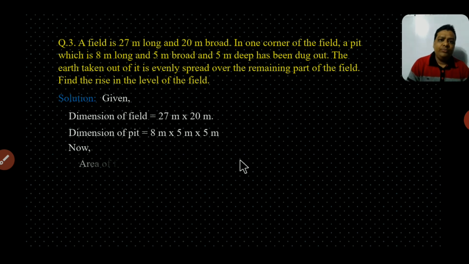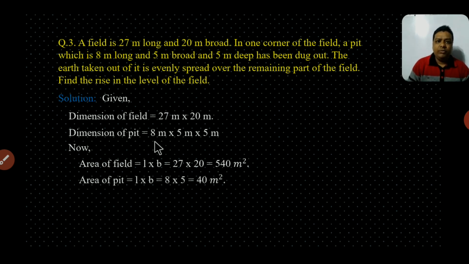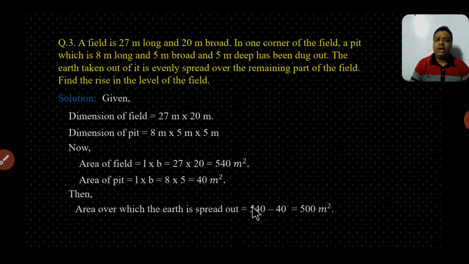Now at first let's find the remaining part of the field where the earth has to be spread over. Okay dear. So now area of field is what? L into B. 27 into 20, 540 meter square. Now area of pit, we will take only length and breadth, not height. So 8 into 5, 40 meter square. Okay. So now since we don't have to spread the earth which is taken out from the pit back onto the pit, we have to spread it over the field only. So let's subtract it to get the remaining part of the field. So area over which the earth is spread out, 540 minus 40, that is 500 meters square. It means that we have to spread soil in 500 meters square of the field.